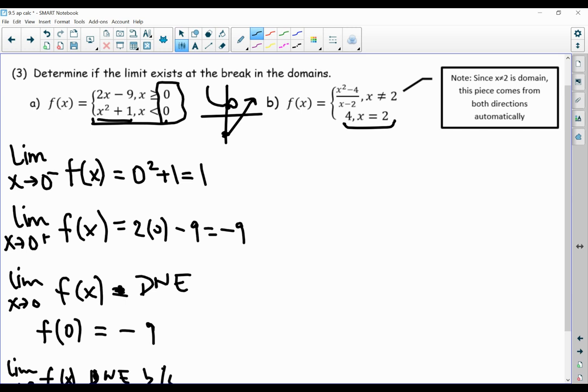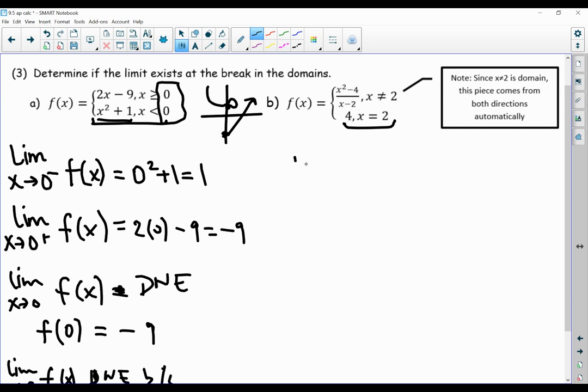So if we're talking about limits, the limit exists if the limit from the left and the limit from the right are the same. And because this function is on the left of 2 and on the right of 2 at the same time, it's coming from both directions automatically. So we can say the limit at x equals 2 exists as long as if I substituted 2 in, I got a real number, then we can say that the limit exists.